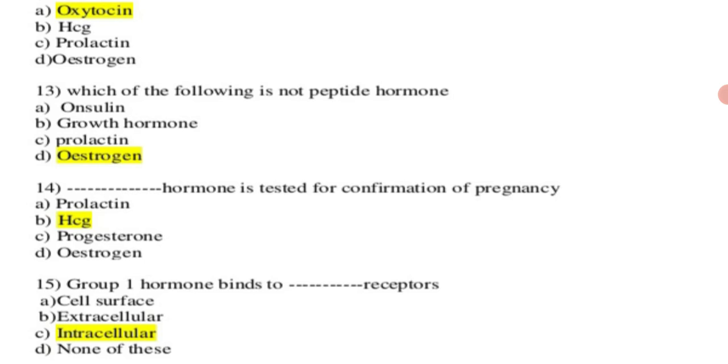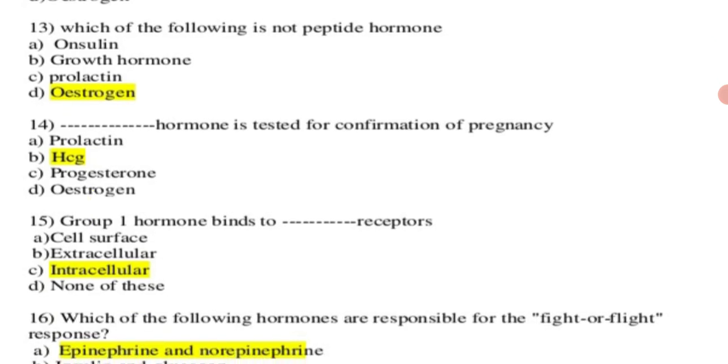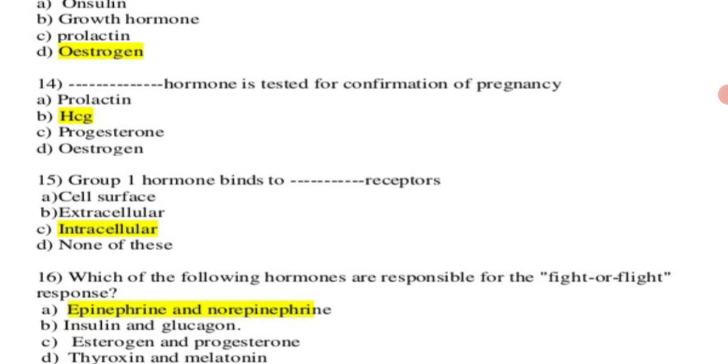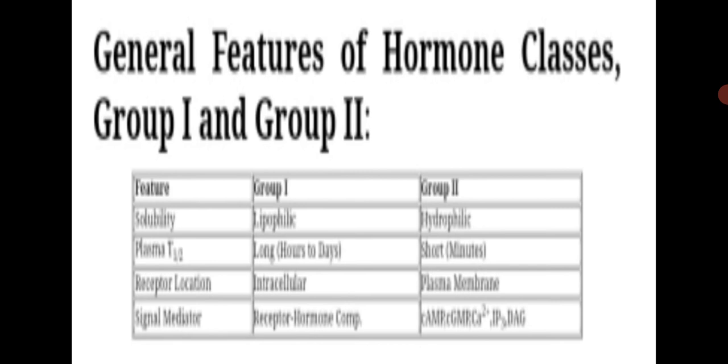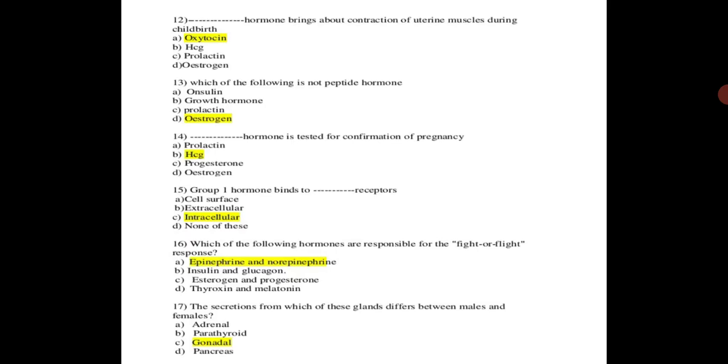Then question number 15: group first hormone binds to. The answer is intracellular receptors. Here are the general features of some hormones, group first and group second. The group first hormones are lipophilic in nature, whereas group second hormones are hydrophilic in nature. The group first hormones have intracellular receptors, whereas the group second hormones have plasma membrane receptors. So the correct answer for question number 15 is option C, intracellular.